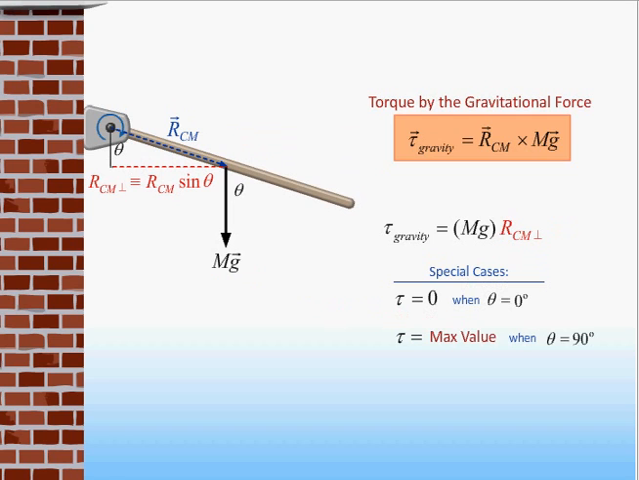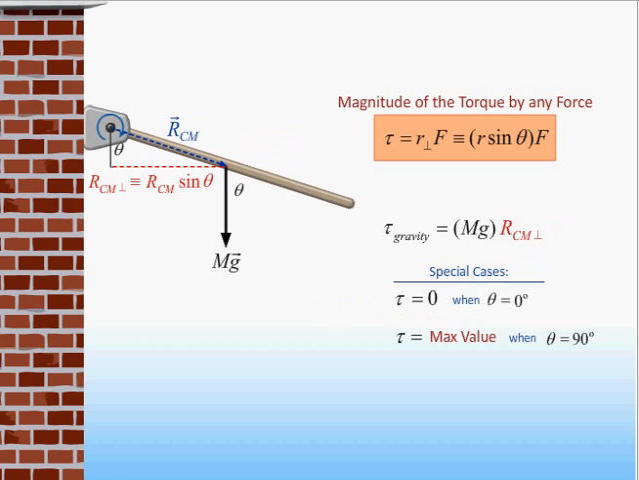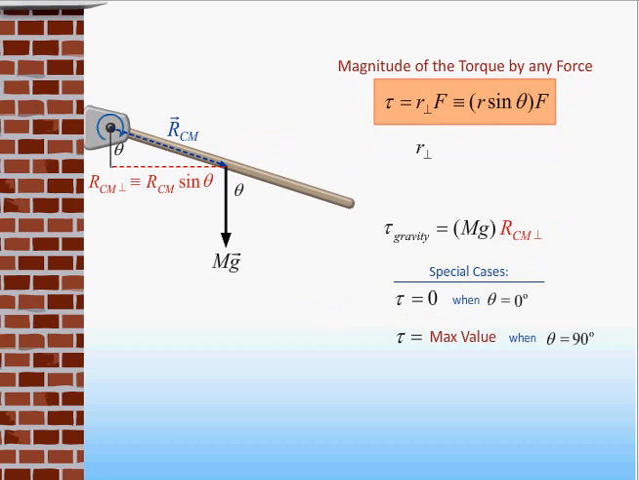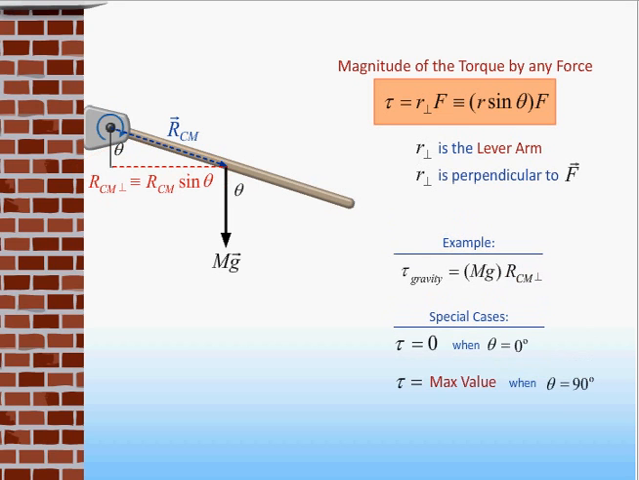It can always be expressed as a product of a force and the perpendicular distance of a line through this force and the rotation axis. This perpendicular distance is called the lever arm. In the case of gravity, we see that the lever arm is just the horizontal displacement of the center of mass from the rotation axis. In general, the lever arm does not have to be horizontal, but it will always be perpendicular to the force. On the next slide, we will do an example that illustrates this calculation.